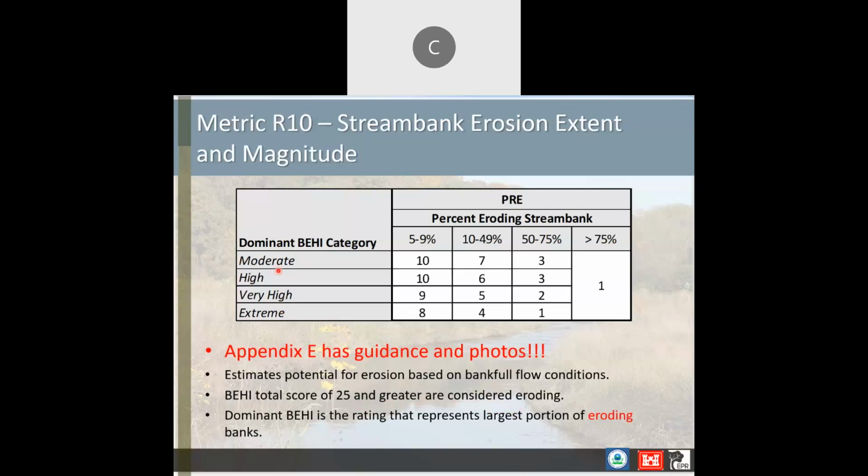And then your dominant BHI, that is your second criteria for scoring, is the narrative condition that describes the most length of the eroding banks. So let's say less than 10% of my stream banks were eroding, but let's say 5% of those stream banks were described as an extreme BHI category, then I would score an 8.